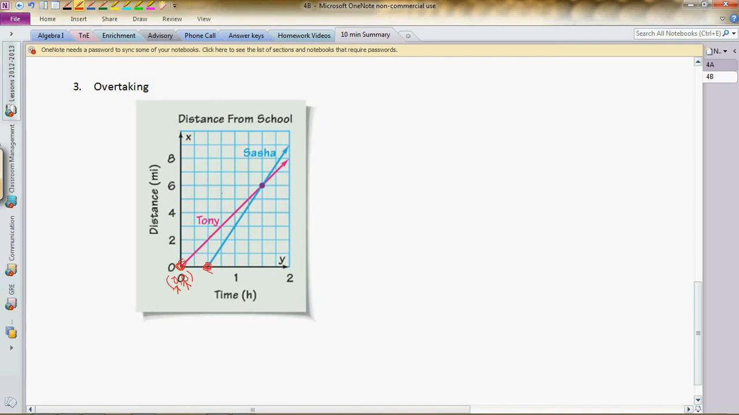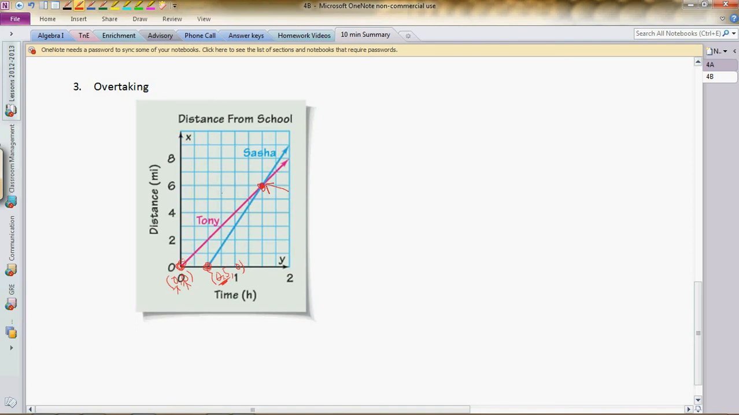This point, what does this mean? The coordinate of this one is 0.5 and 0. That means it's half an hour, because the x coordinate means the hour, as we see here. So that's half an hour and 0. That means Sasha started half an hour after Tony started. And this intersecting point right here is the time that overtaking is happening. Sasha was behind, but at this point, Sasha overtook Tony right there.